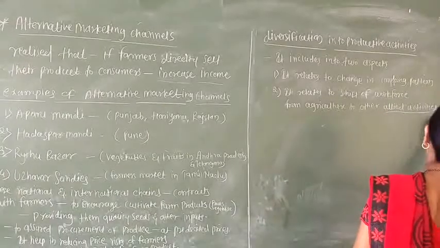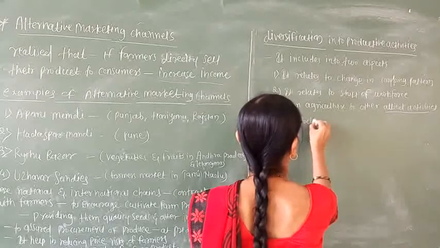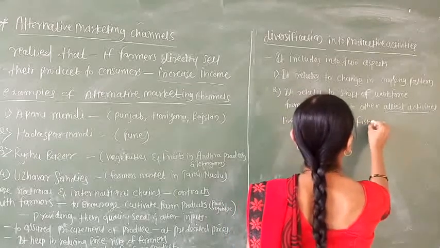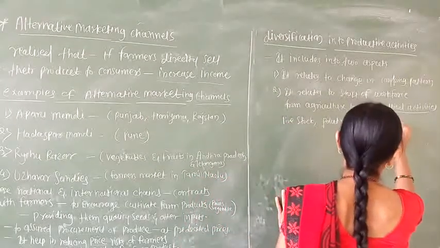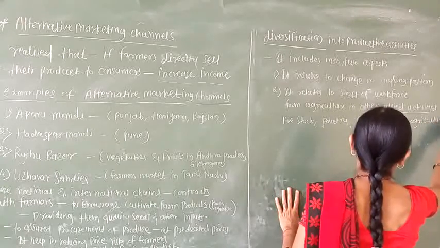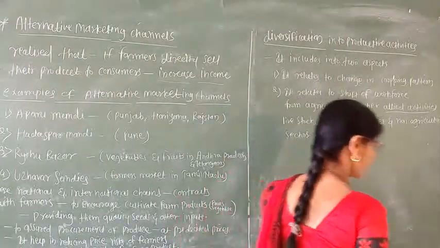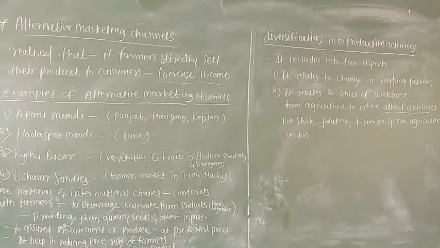Other allied activities means here, for example, livestock, poultry, fisheries, and also the non-agricultural sectors. So students, the diversification into the productive activities relates to these two aspects.